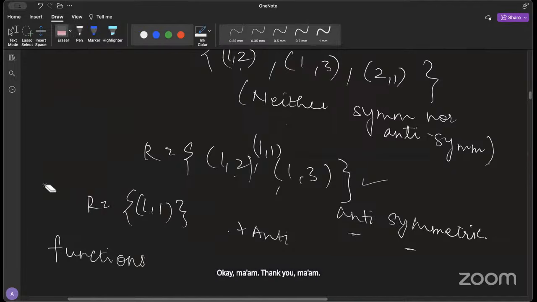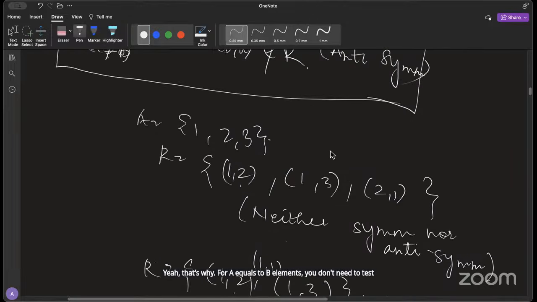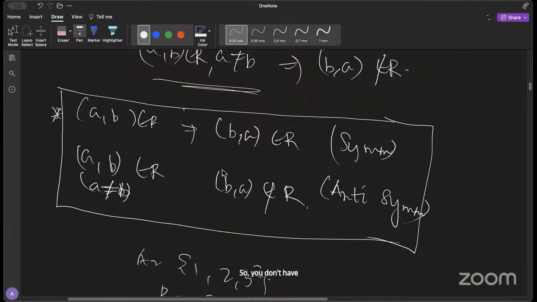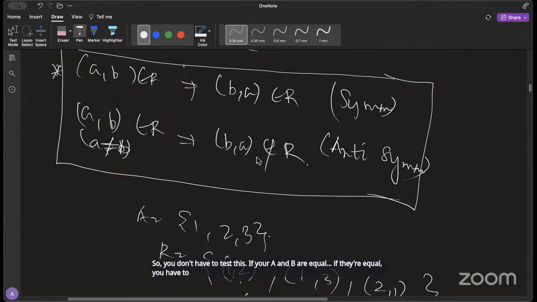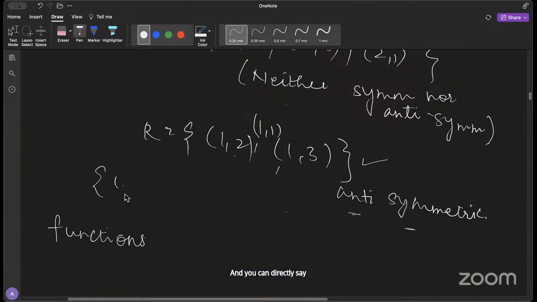Now how is it anti-symmetric? Because A equals B. That's why for elements where A equals B, you don't need to test the hypothesis. This is the hypothesis, right? So you don't have to test this. You have to go to this step only if your A and B are not equal. In this case, they are equal, so you don't check it at all. You can directly say that for these types of elements, like (2, 2), this is anti-symmetric.